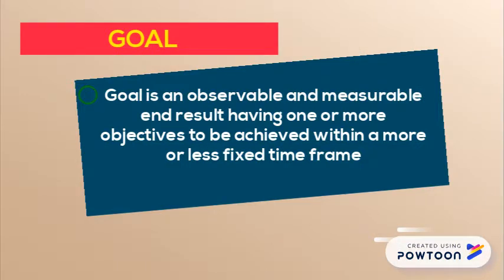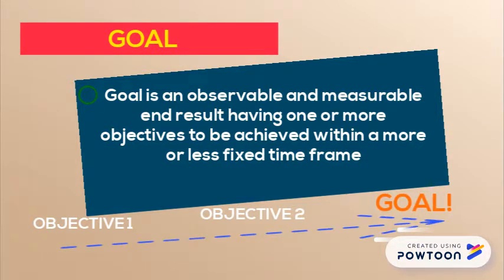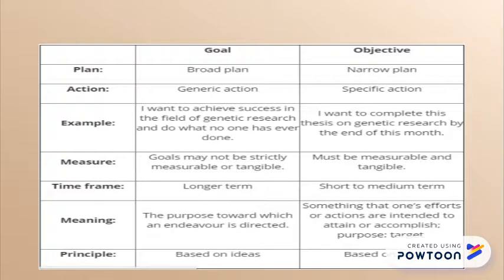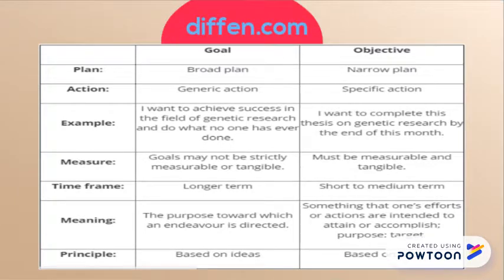On the other hand, a goal is an observable and measurable end result having one or more objectives to be achieved within a more or less fixed time frame. This diagram from Defend.com helps us to better see the difference between the two.